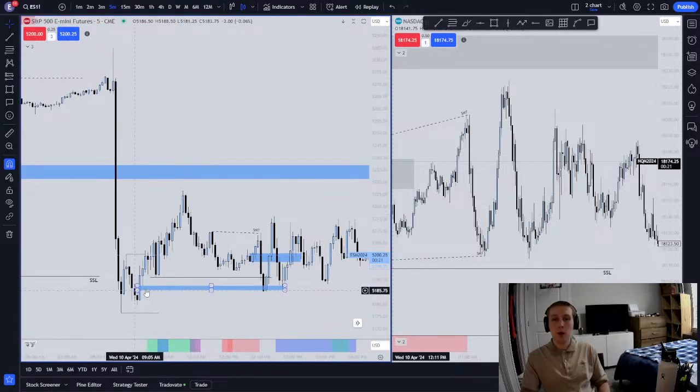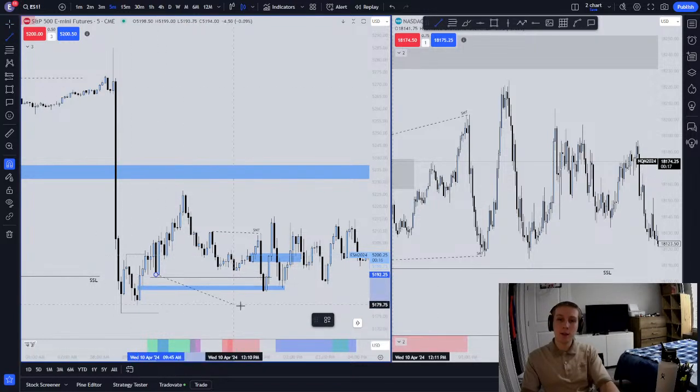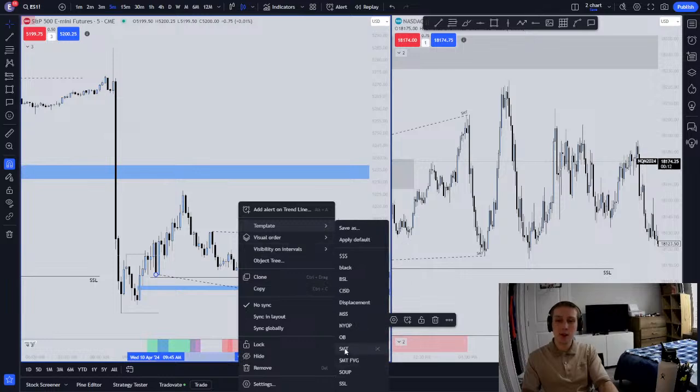I had this marked out. We have this 5-minute fair value gap here. Then we end up taking this low, and now we have an SMT at the lows. So now we have an SMT at the highs and the lows. We come back into that fair value gap.